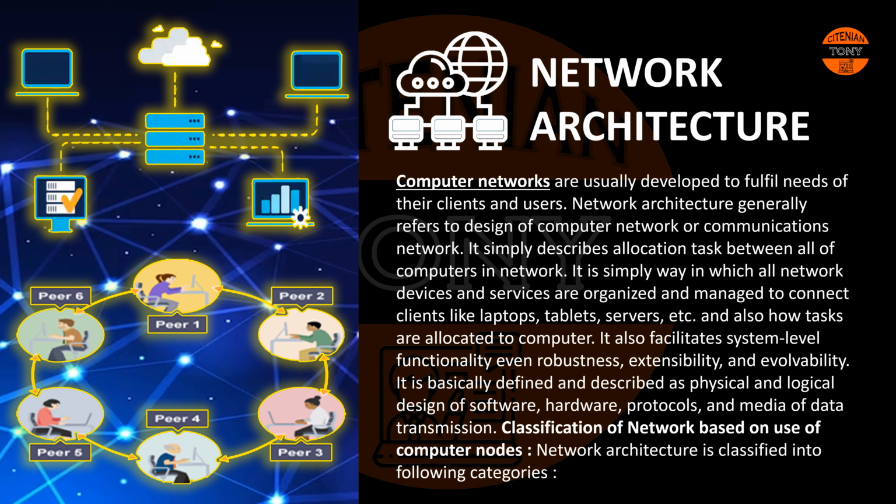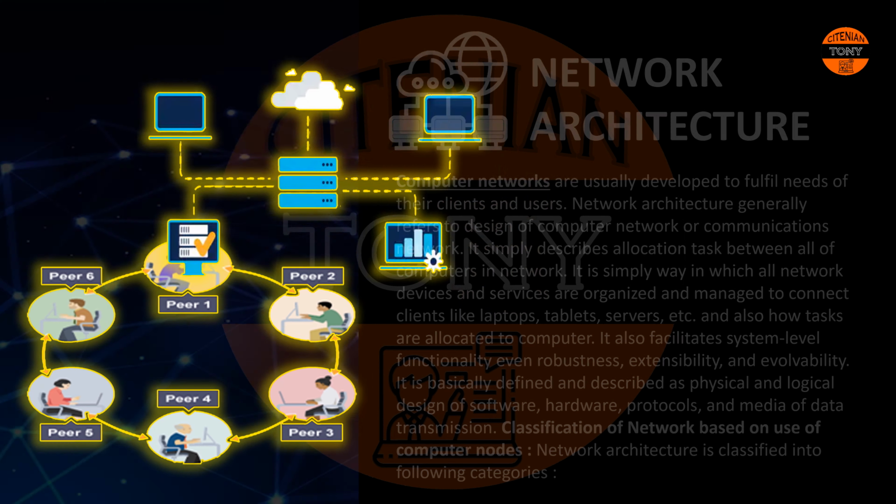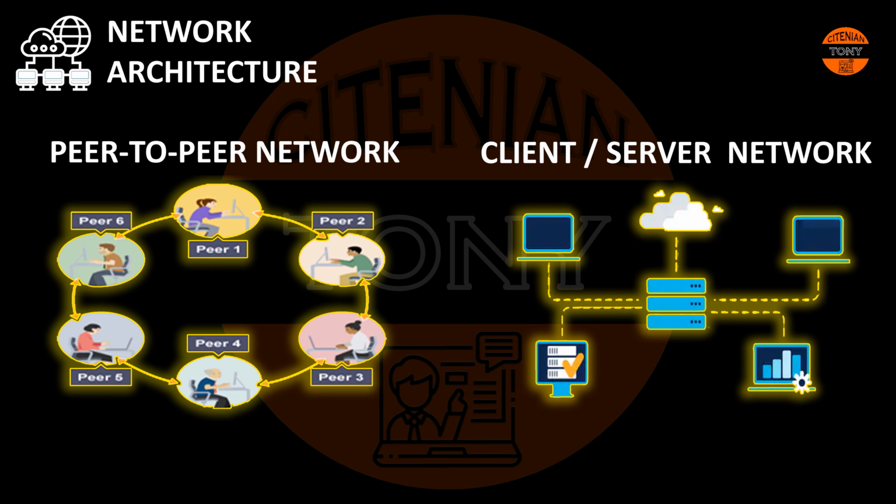Classification of network based on the use of computer nodes. Network architecture is classified into the following categories. Two types of network architecture: Peer-to-peer network and Client-server network.